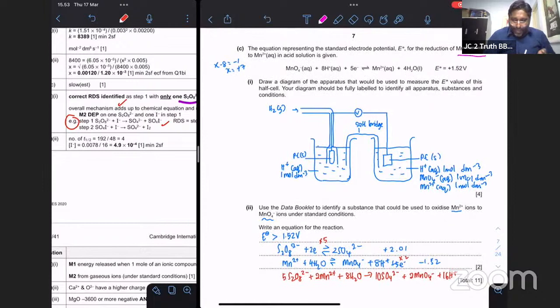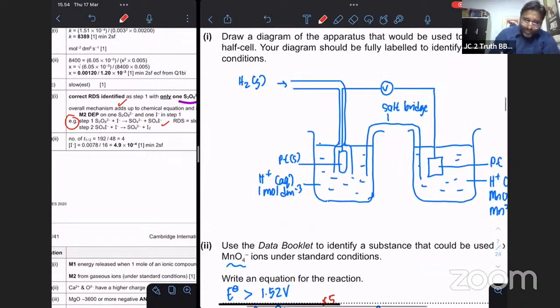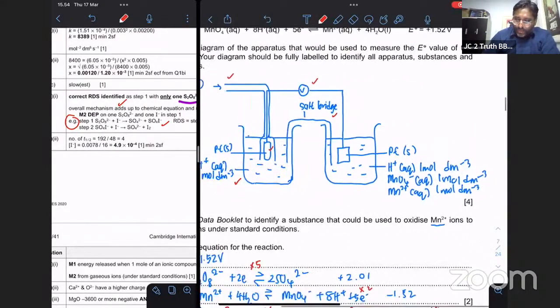Now, they want you to draw a diagram of the apparatus that we will use to measure the E value. When you are measuring the E value, we need to first think about the half cell setup for the hydrogen cell. You can see the delivery for the hydrogen gas, and the platinum electrode, which you label accordingly. The electrolyte is going to be H plus, 1 mole per dm cube, and you will have the salt bridge and the voltmeter to measure the E value.